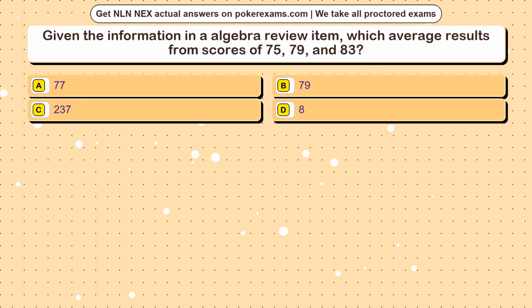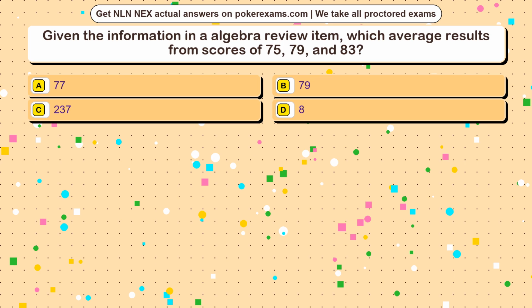Question 6. Given the information in an algebra review item, which average results from scores of 75, 79, and 83? Option A, 77. Option B, 79. Option C, 237. Option D, 8.